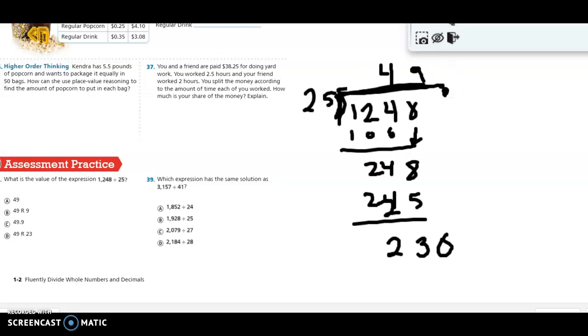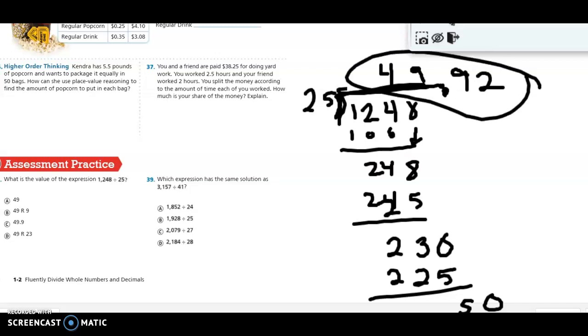Add a 0. How many groups of 25 are in 230? Well, I already know that 9 groups of 25 is 225. So I end up with 5 left over. And then when I add a 0, I'm looking at how many groups of 25 are in 50, and that is 2. 2 times 25 is 50. So the value of this expression is 49 and 92 hundredths.